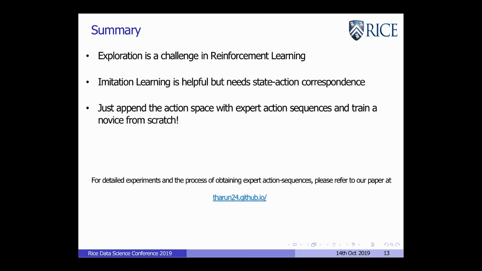So I'll summarize. We have 3 aspects. One is that exploration in reinforcement learning is a challenge. It can be solved by using imitation learning, but imitation learning needs state-action correspondence and a lot of information to get anywhere reasonably close to the expert. And what we are proposing is to just append the action space of a novice training agent with expert action sequences and train from scratch with any off-the-shelf algorithm. And that leads to huge growth.